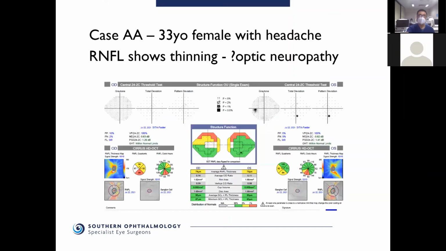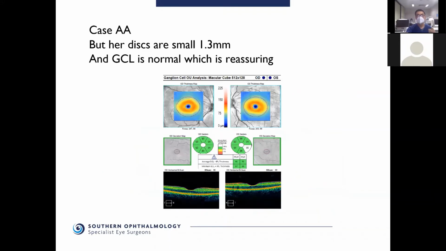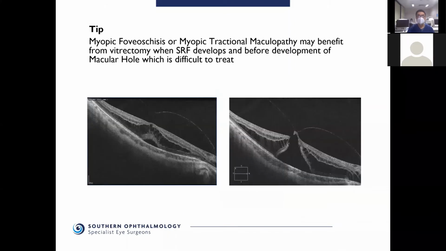The OCT of the disc looks artificially thin because her discs are small. So that's another use for the ganglion cell layer. Okay, moving away from the ganglion cell layer, let's look at other layers in the macula.